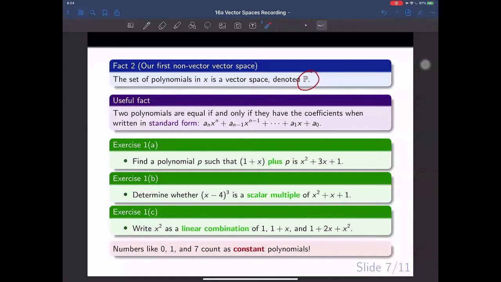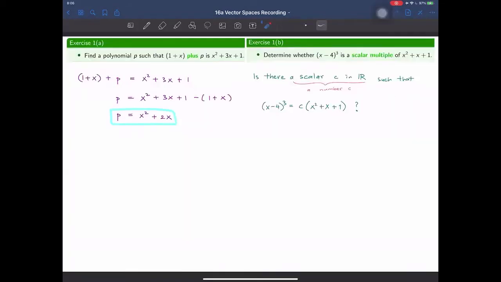In this exercise, we want to determine whether this polynomial is a scalar multiple of the second polynomial. We have to be a little careful because this polynomial right now is not written in standard form, so it is a little hard to compare. First, let's rewrite the question. Is there a scalar c in R such that this polynomial is equal to c times the second polynomial? Remember that scalar means number.